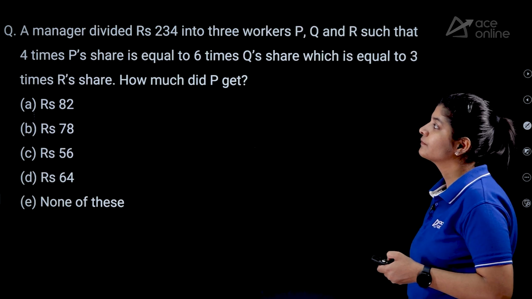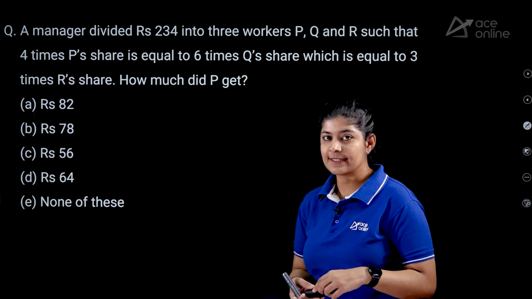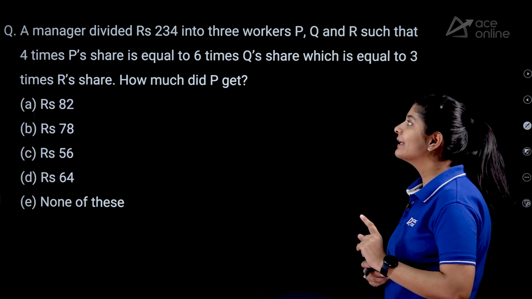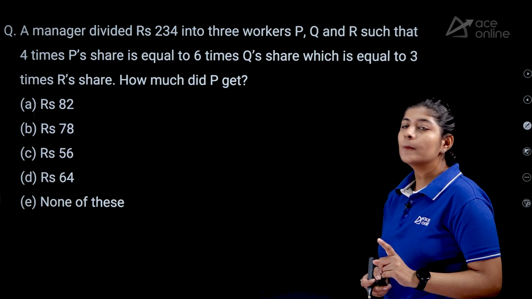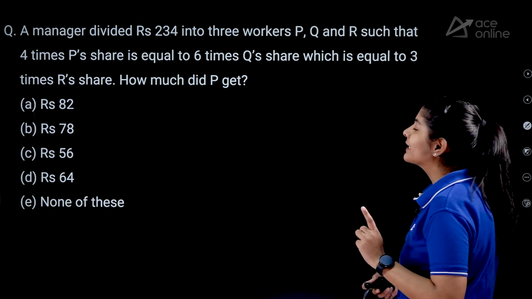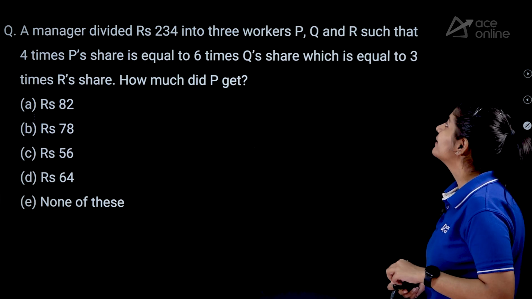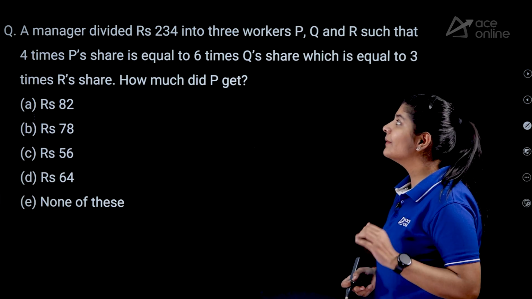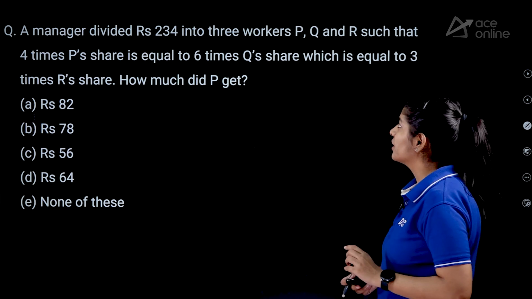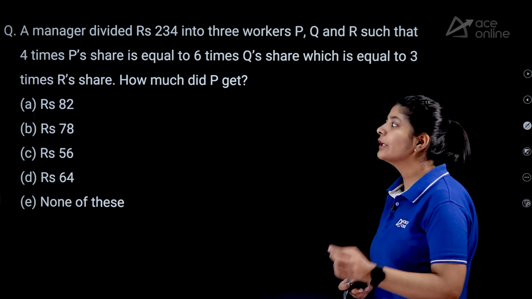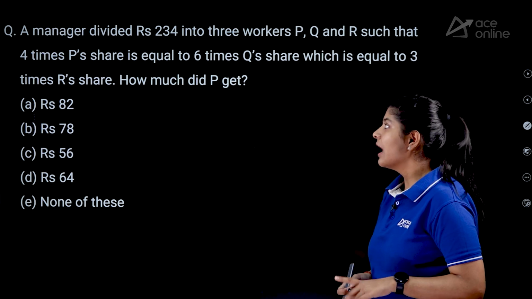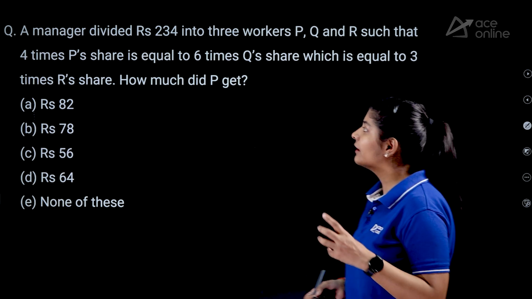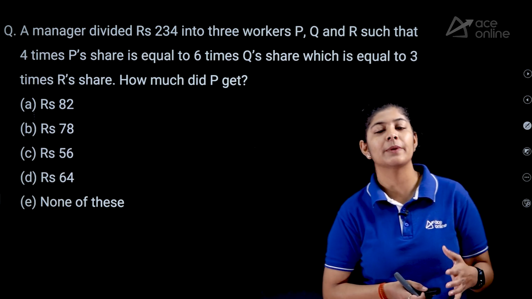Next one. So the next question says that a manager divided 234 into 3 workers, that is P, Q and R, such that 4 times P's share is equal to 6 times Q's share, which is equal to 3 times R's share. How much did P get? Now what we have to do? We have to determine the amount that P gets in such case.